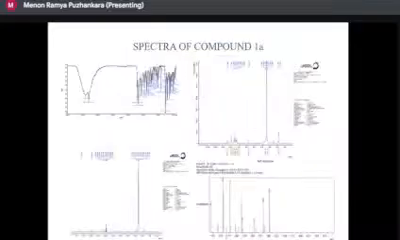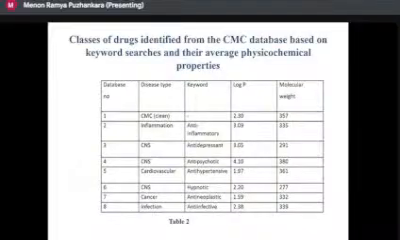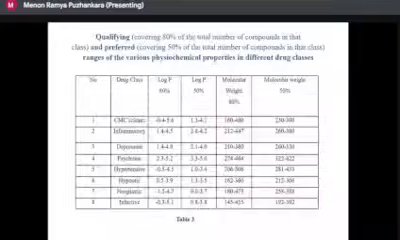And these are the spectral elucidation of one of the compounds that I have synthesized. This is the IR spectra, and this is NMR, C13, and mass spectra. All these spectral elucidations prove that the synthesized compounds are obtained in very good yield and pure form. And these are the classes of drugs identified from the CMC database. According to this, CMC clean means that the synthesized compound is safe and consistent, and qualifying and preferred ranges of various physicochemical properties.